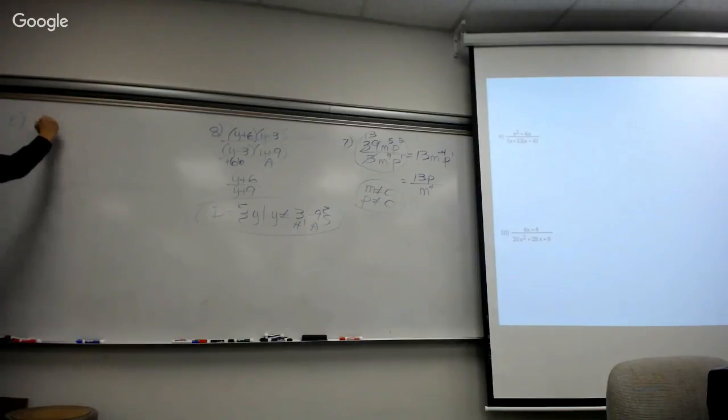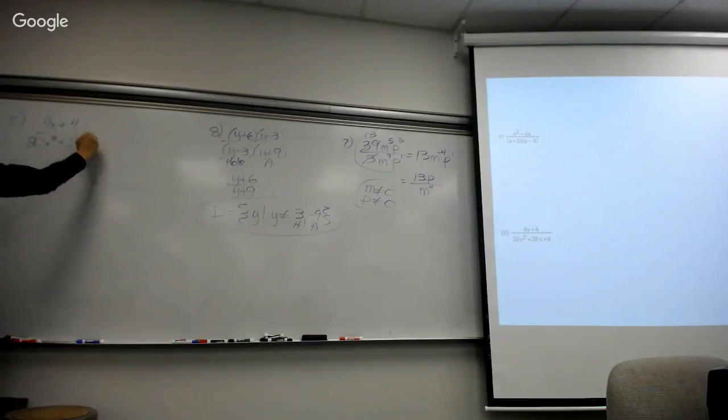So we have 4x plus 4 over 20x squared plus 28x plus 8.